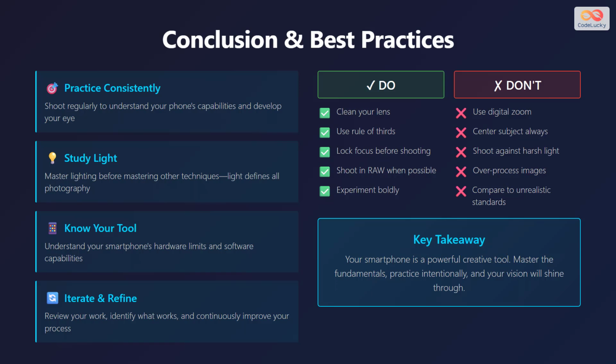Success in smartphone photography comes from consistent practice and intentional learning. Practice regularly to understand your phone's capabilities and develop your visual eye. Study light in all conditions, as light defines everything in photography. Know your smartphone's hardware limits and software features inside and out. Iterate and refine your work constantly, reviewing what works and continuously improving your process.